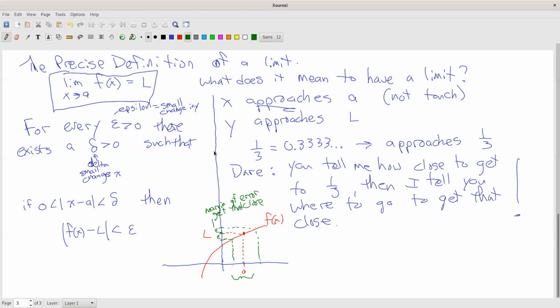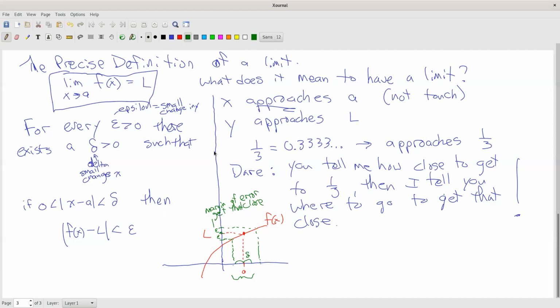And the smallest distance down here, you can see that in my picture here, this distance on the left is smaller than the distance on the right. So I would pick that one right there. That distance is my change in x. That's what I'm going to call delta right there. So this is a picture of what I'm trying to do.